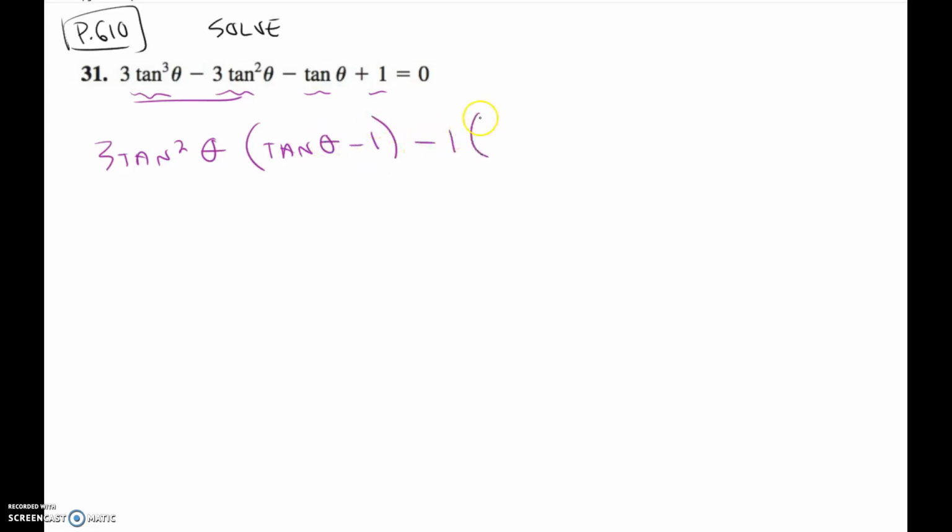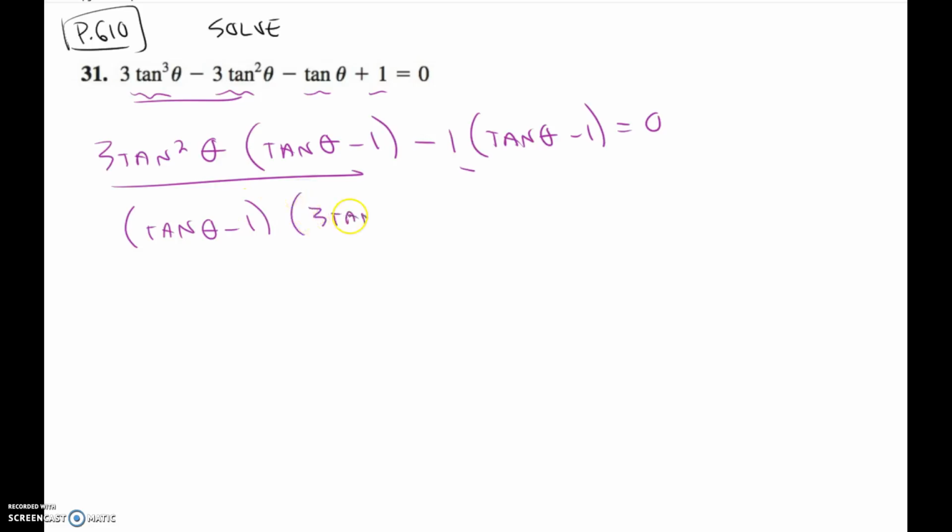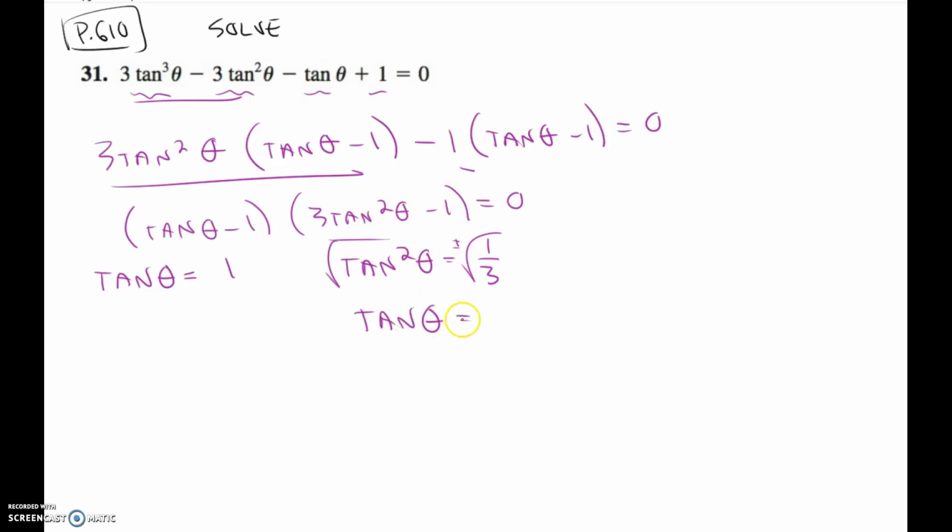Out of the second group, I can take out a negative 1, leaving me with tangent theta minus 1. So it worked. Take out the tangent theta minus 1, which leaves me with 3 tangent squared theta minus 1. Set this equal to 0: tangent of theta is equal to 1. Set this equal to 0: tangent squared theta is equal to positive 1/3. Square root both sides, plus or minus, don't forget. So the tangent of theta is equal to plus or minus 1 over the square root of 3.